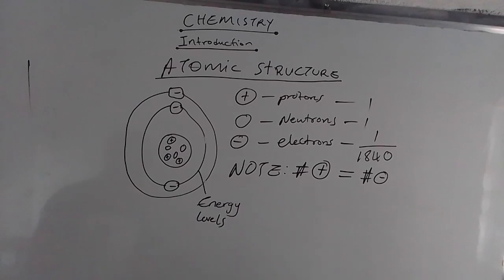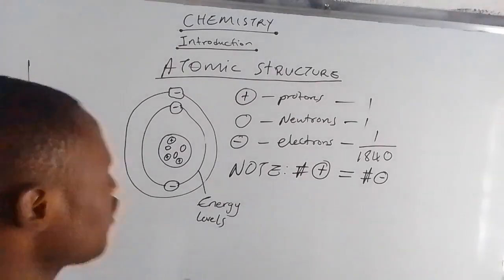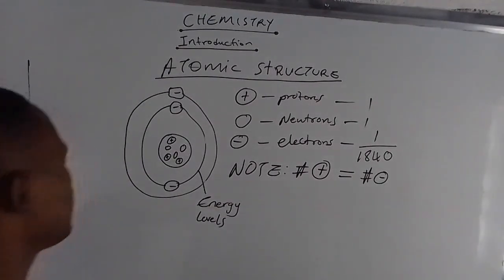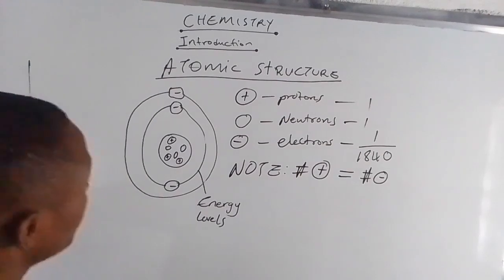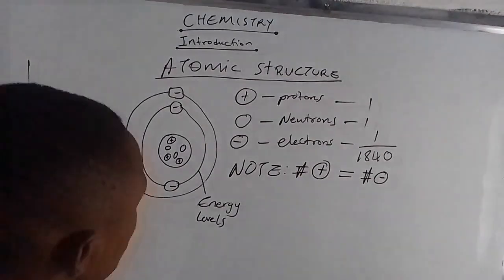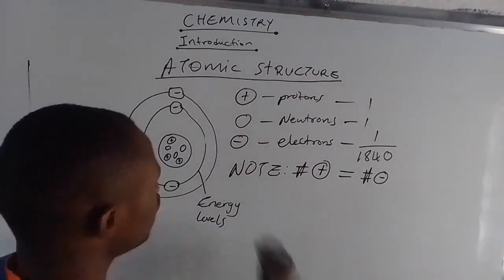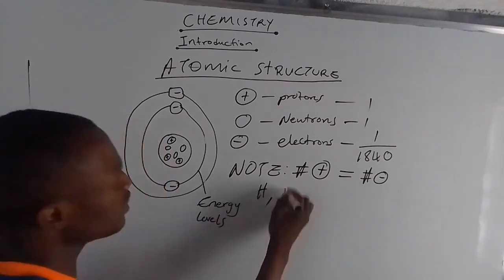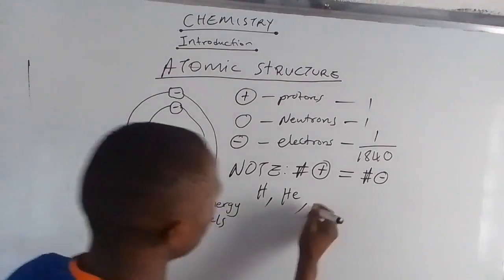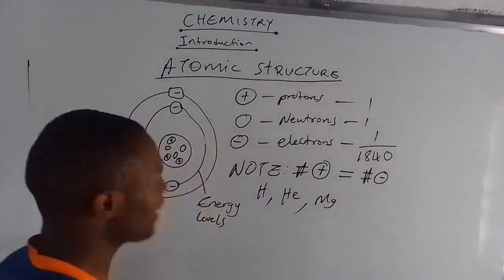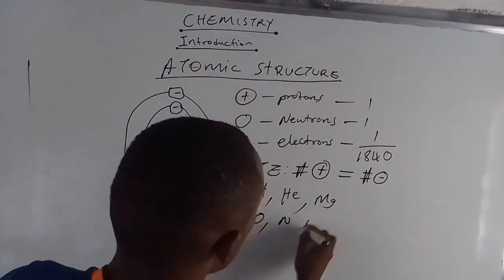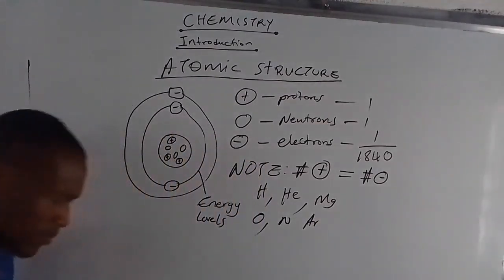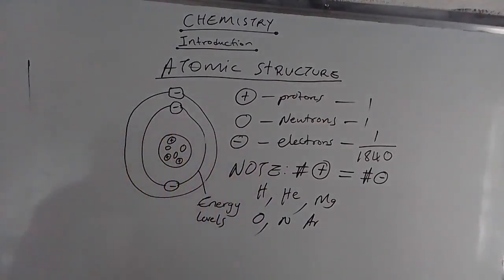Examples of atoms. They are not even difficult to find because we know that atoms are found in elements. And the name of an atom is the name of an element. Therefore, examples of atoms can be hydrogen. Apart from hydrogen, we have helium. Apart from helium, we can put magnesium. Apart from magnesium, we can put oxygen, nitrogen, argon, and many more.